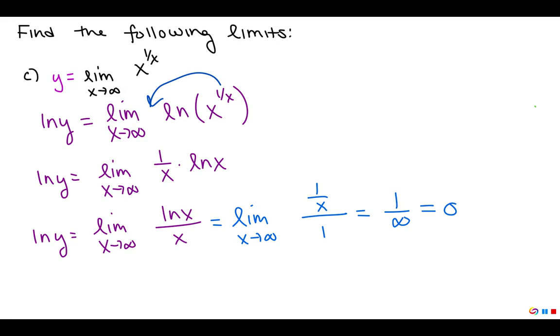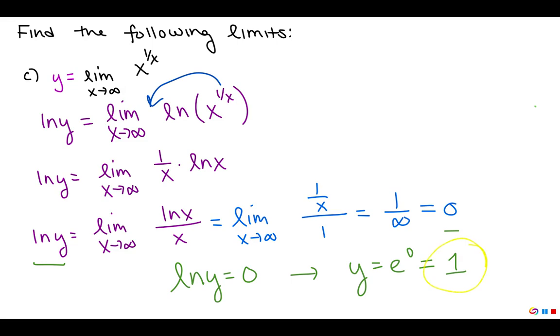Notice that on the left side, we still have that ln y. We're actually solving for y. And so what I'm left with at this stage is ln y equals 0. And so if ln y equals 0, if we put that in exponential form, we get y equals e to the 0, and e to the 0 is 1. And so that's my final answer. This limit equals 1.